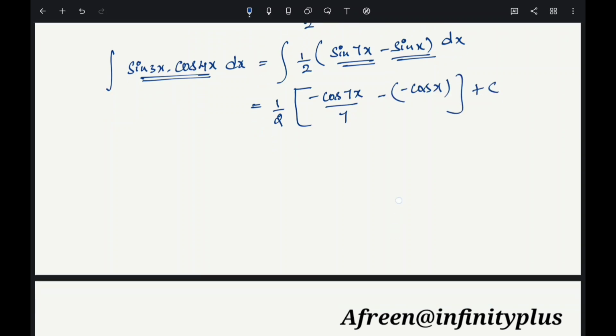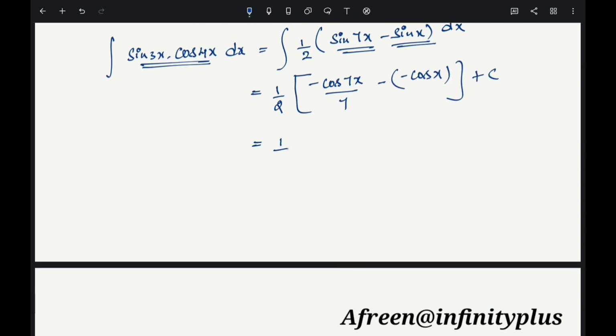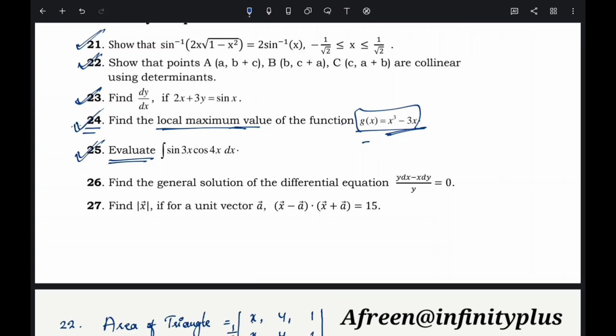plus c. So now we will get the answer as half into minus cos 7x divided by 7 plus cos x plus c. So this is the answer for the 25th question. So let's move ahead to the next question. Now we are done with the 25th question and we have to solve the 26th one.